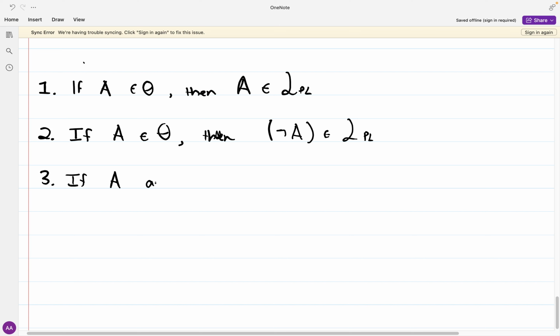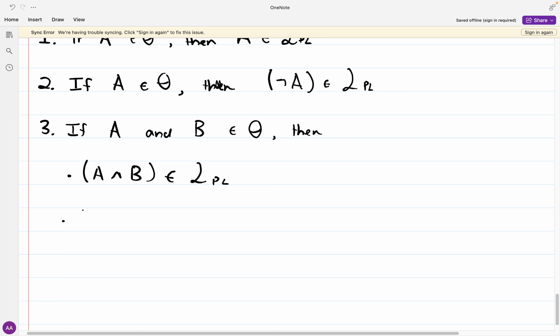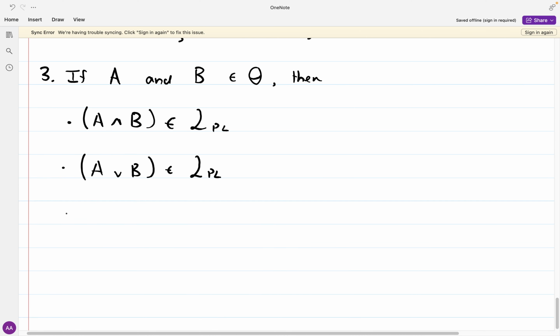A and B are both sentences that are part of the primitive sentence class, then we can say the following. Then we can say that A and B, the conjunction of the two, are part of the class of things that are propositional logic. That's the first thing that we can say. The second thing we can say is that the disjunction, A or B, is going to be part of the class of things that are propositional logic.